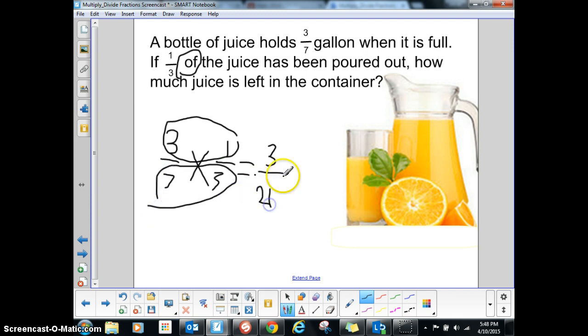Then I simplify if possible, and I see that both the numerator and the denominator are multiples of 3. So I'm going to divide both of them by 3. 3 divided by 3 equals 1, and 21 divided by 3 is 7. So my final answer is 1/7.